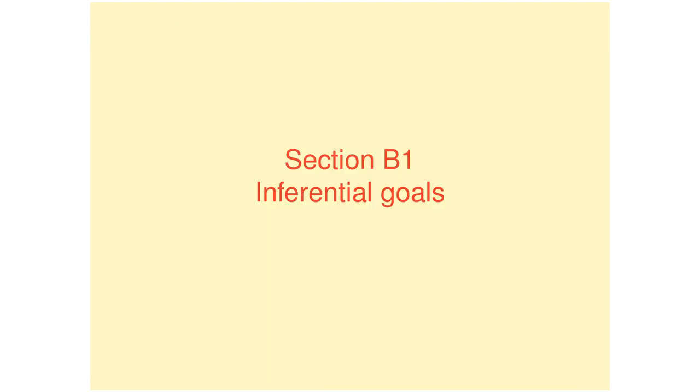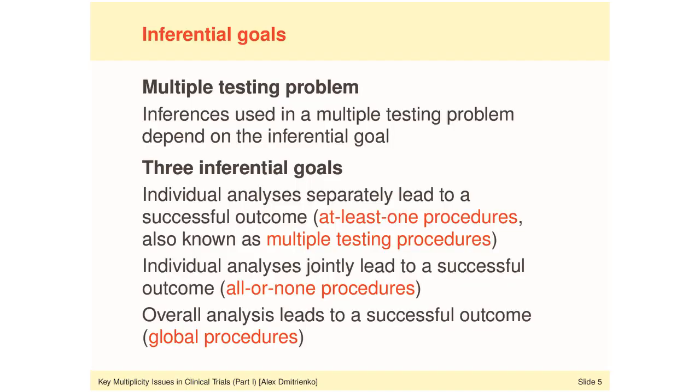So let us take a look at each individual section included within this module. Section B1, Inferential Goals. Within this section, we will discuss inferential goals in trials with multiple objectives, and it is important to build a formal classification scheme here because inferences used in a particular multiplicity problem depend on the underlying inferential goal, as I explained a minute ago, and we do not want to get the problem misclassified and choose the wrong tools for addressing the multiplicity we're facing.